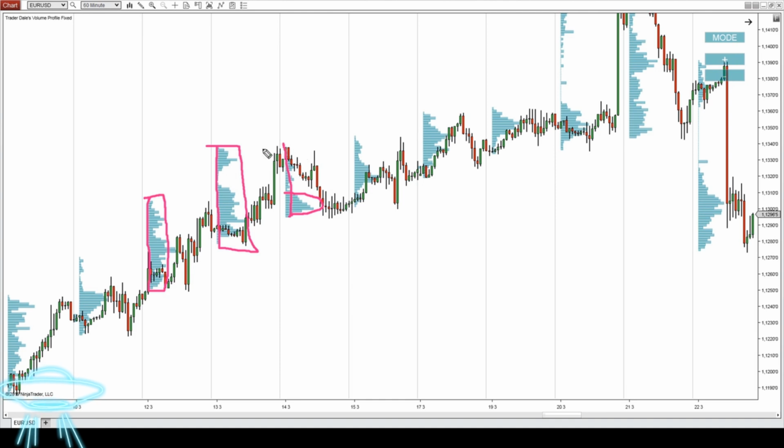But the reason there is no reaction to it, the reason the price doesn't go downwards, is this failed auction at the top. This works as a magnet. The price tests it. So this is probably why the price didn't go downwards. The price wanted to test above the failed auction. The next day was a temporary balance, a D-shaped profile.